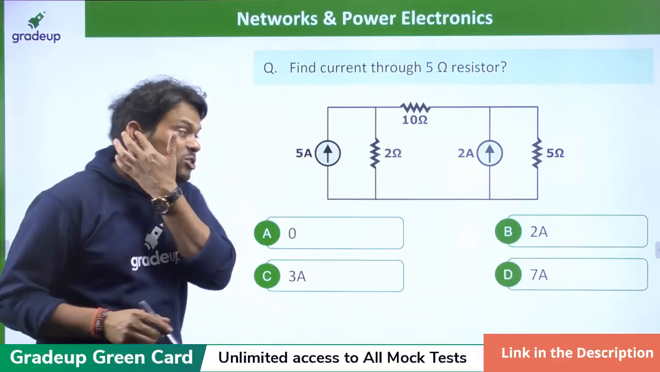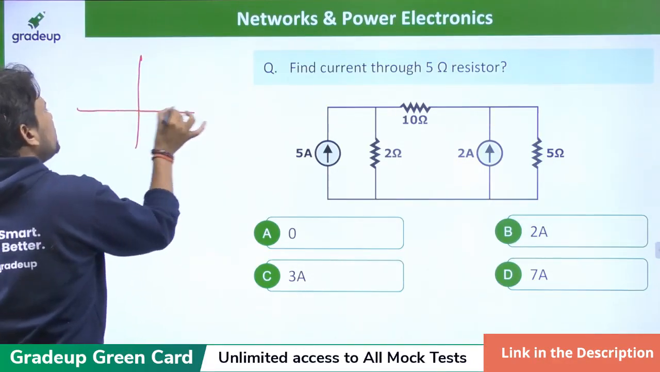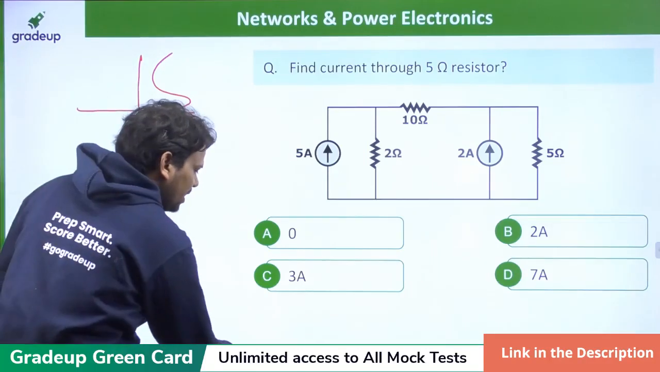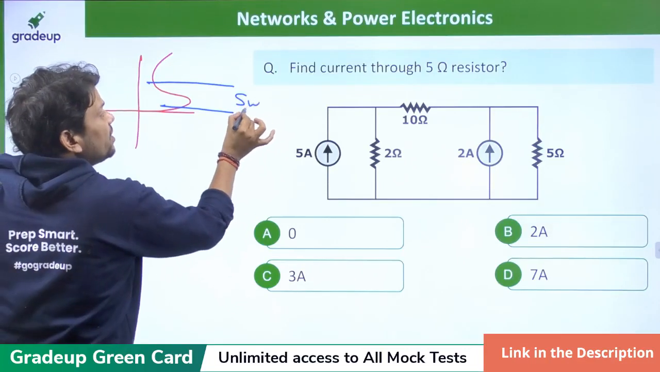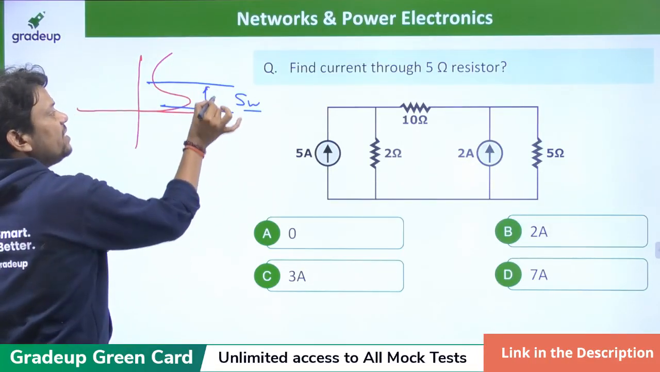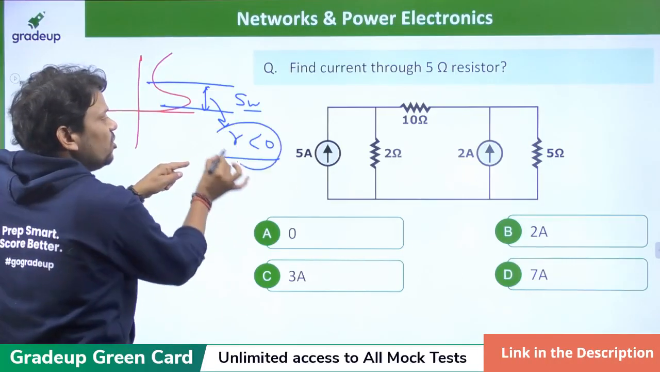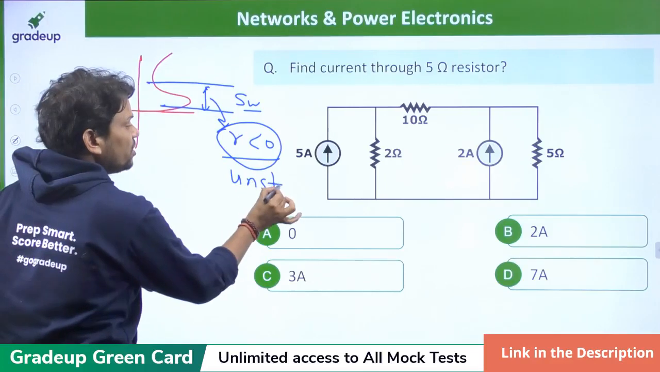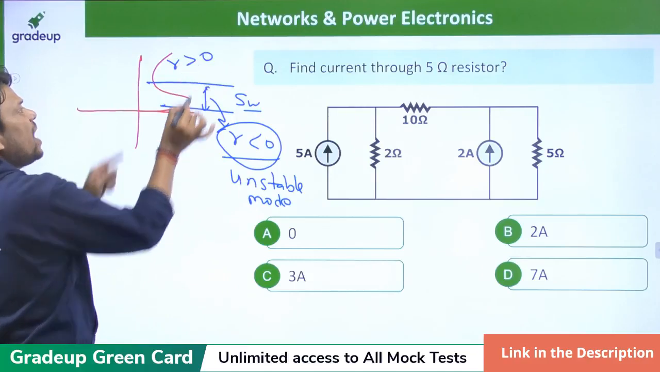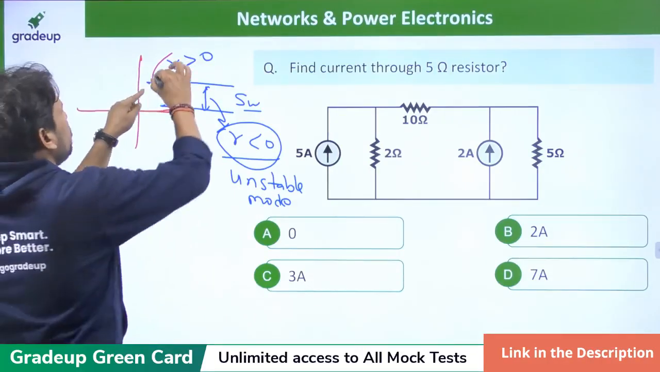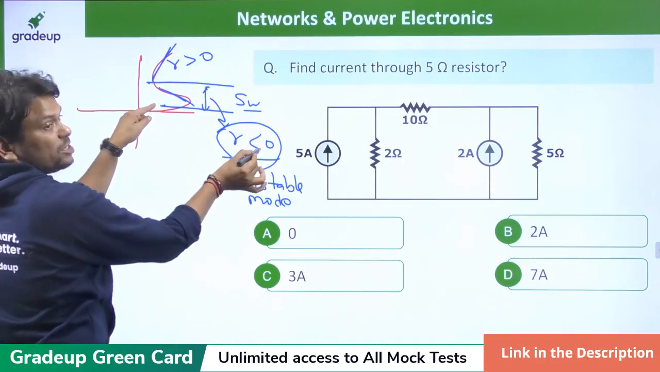Thank you. Okay. So, what is the VI characteristic of SCR? The VI characteristic of SCR is something like this. In this region, that is called the switching period. In the switching period, in that interval, we have R less than 0. R less than 0 means unstable mode. And here we have R greater than 0. Why R greater than 0? Because the slope is positive. Here the slope is negative, that's why R is negative.